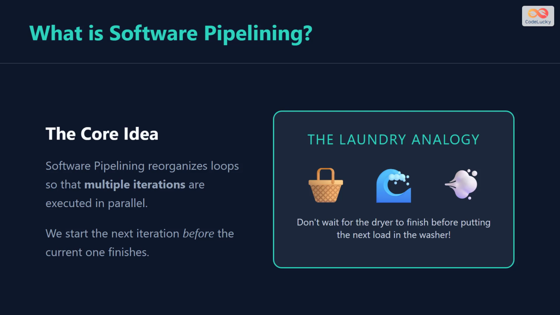This is where software pipelining comes in. The core idea is simple but powerful. We start the next iteration of the loop before the current one has finished. It is exactly like doing laundry. You don't wait for the first load to dry before putting the second load in the washer.